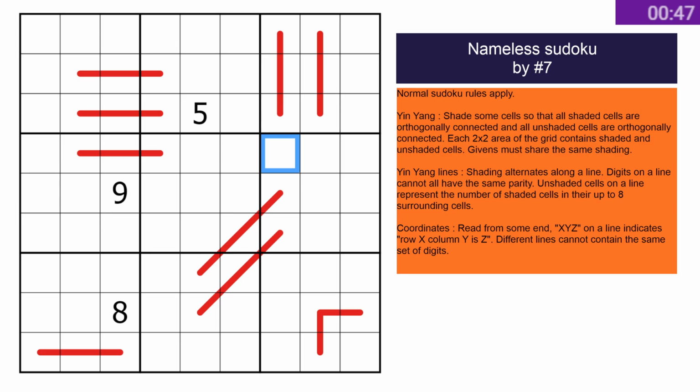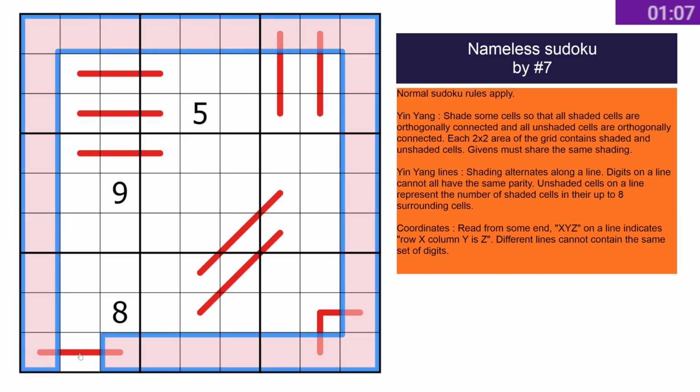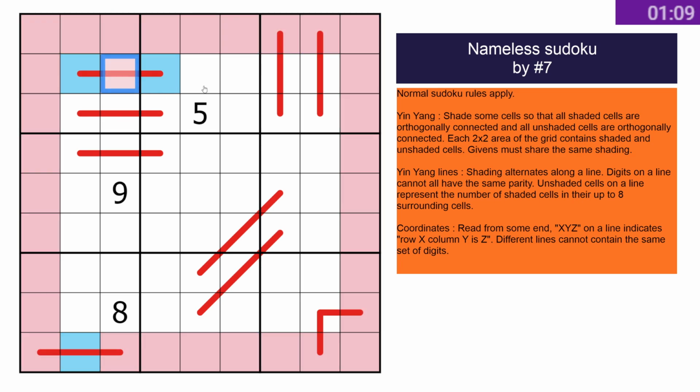Right. Unshaded cells on a line represent the number of shaded cells in their up to 8 surrounding cells. Right. XYZ on a line indicates, right, coordinates, standard coordinates. Nice. Very good. So we can fill in a lot of stuff off the bat, hopefully.